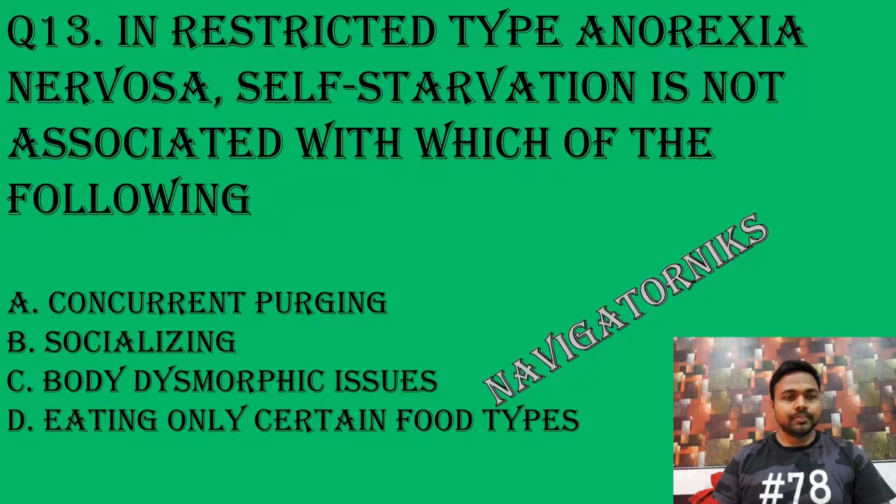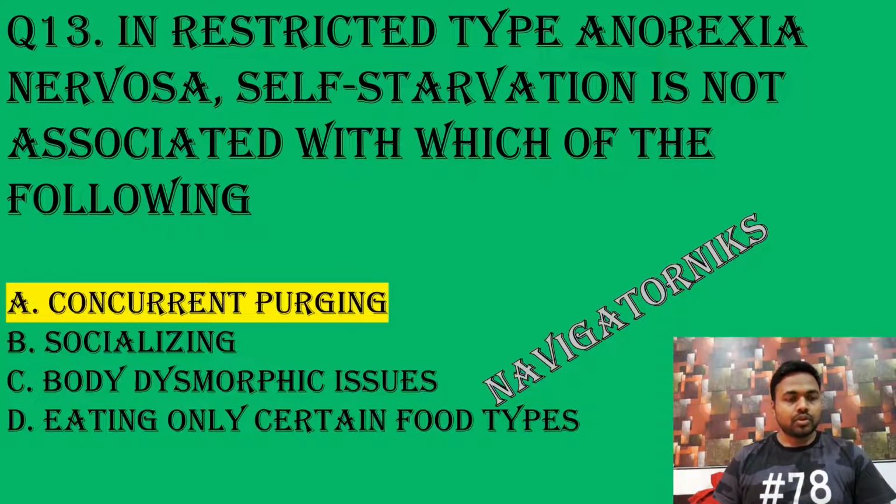Number 13. In restricted type anorexia nervosa, self-starvation is not associated with which of the following? Option A concurrent purging, B socializing, C body dysmorphic issues, D eating only certain food type. And the correct option is option A concurrent purging.